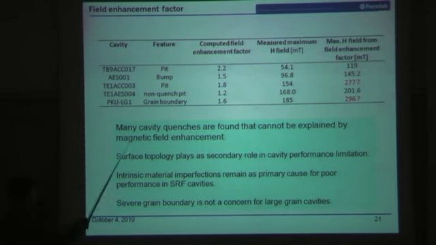So our conclusion is that many cavity quenches that we found cannot be explained by simple magnetic field enhancement. Surface topology seems to play a secondary role, because you know that area has high magnetic field based on the field enhancement model, but the cavity doesn't quench. And of course, that suggests that if you have a cavity that actually quenched, then it must be because of intrinsic material imperfections, in our point of view. And again, in the large grain cavities, the severe grain boundary does seem to be a concern in some cases.